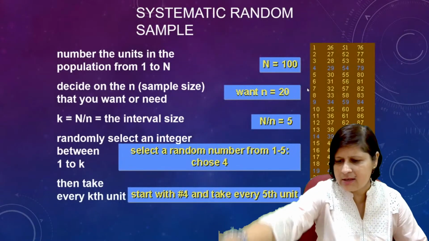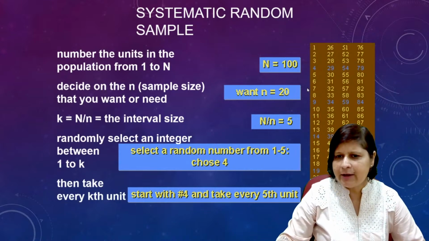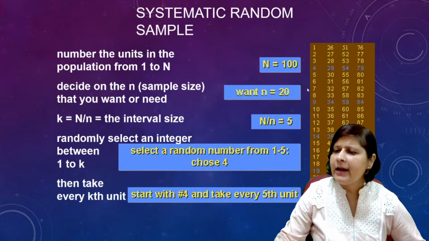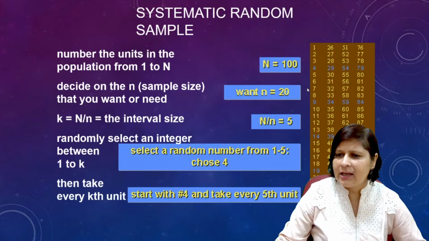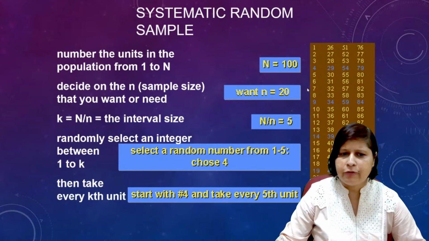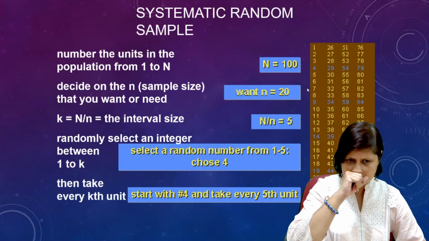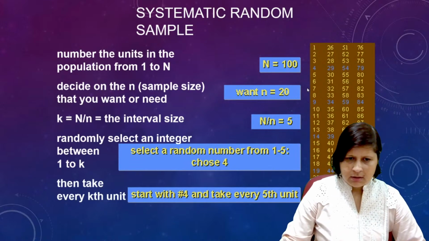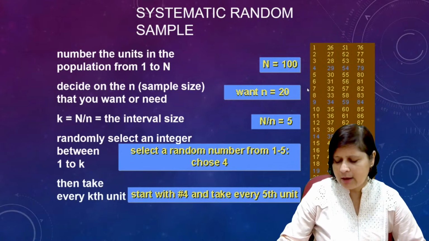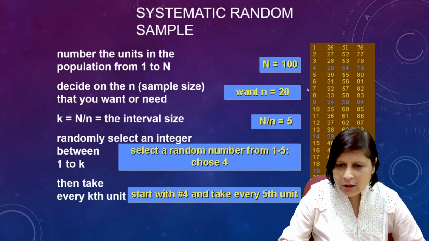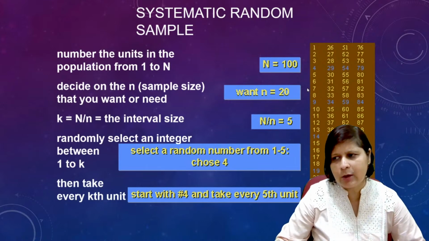Suppose I have all these numbers. I have this 1 to 100 as my sampling frame. N is equal to 100 and I want 20 samples of this. Right? What is the k number? I have to find out the k number. How can I find out the k number? K is the interval size. And how can you find out this interval size? That is total population divided by the number of samples required.